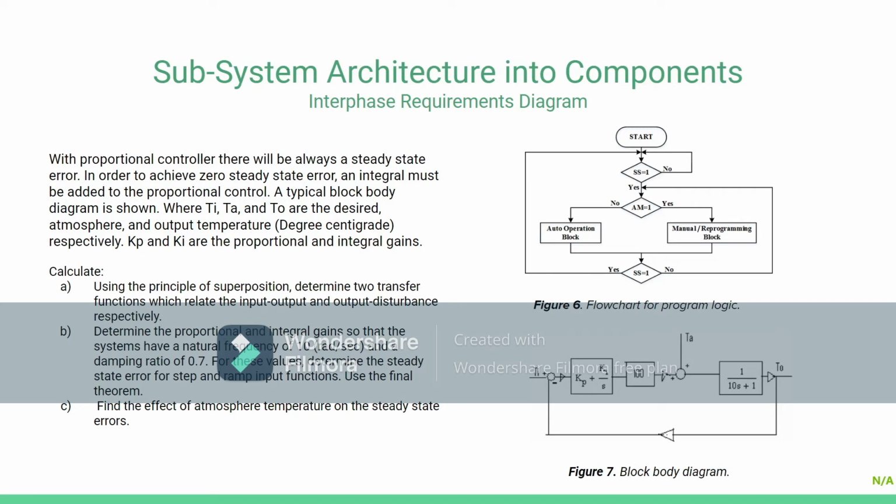For this controller, there will always be a steady state error, and in order to achieve zero steady state error, an integral must be added. As you can see in figure number 7, there's a block flow diagram for this problem, where Ti, Ta, and To are the desired, atmosphere, and output temperatures, and Kp and Ki are the proportional and integral gains. On figure number 6, we can see a flowchart for the program logic, and we have to calculate these three variables that we are searching for.